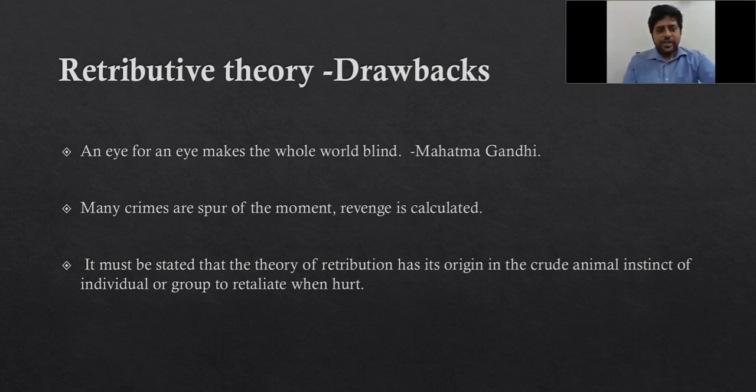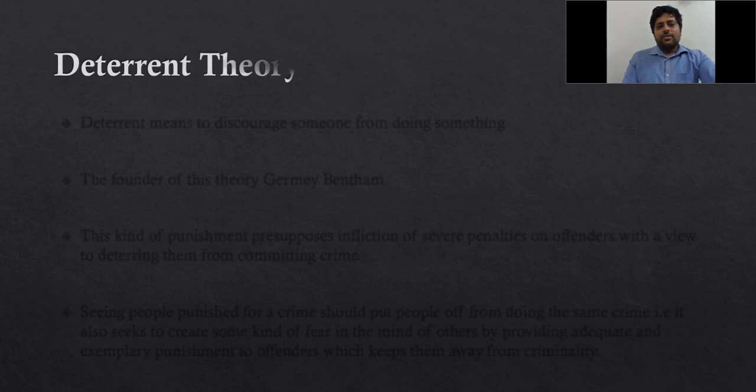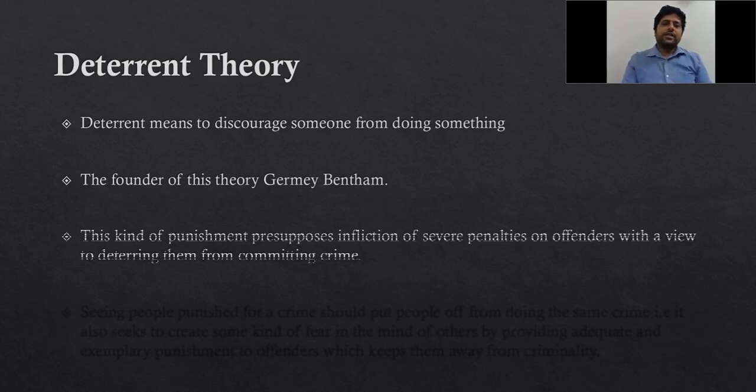Our next theory is the deterrent theory. Deterrent theory talks about discouraging someone from doing anything. If someone has committed an offense, then to prevent society from committing that offense again, the state will use the deterrent theory. The founder of the deterrent theory is Jeremy Bentham.